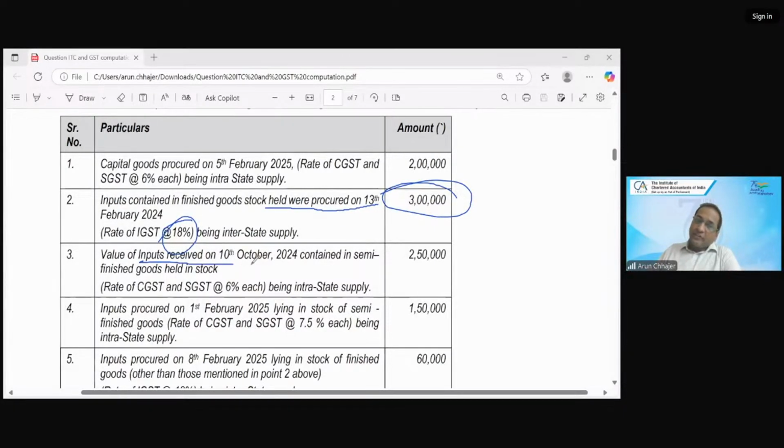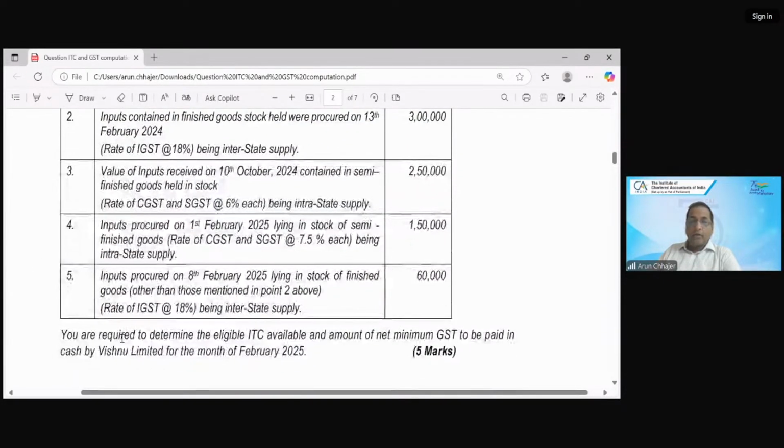Value of the input received on 10th October 24 in semi-finished goods held in stock. The value is 2,50,000 and the tax is 6% CGST, 6% SGST. Input procured on 8th Feb 2025 lying in the stock of the finished goods other than those on the point 2. इसके अलावा भी कुछ और स्टॉक है जिसको परचेज किया 8th Feb 25 को 60,000.